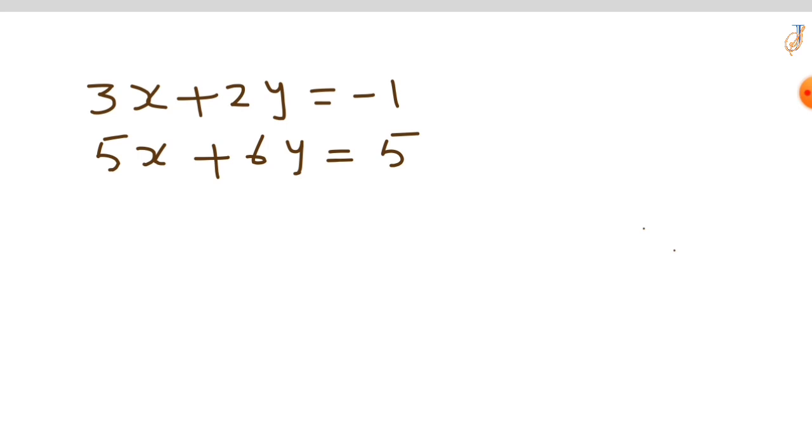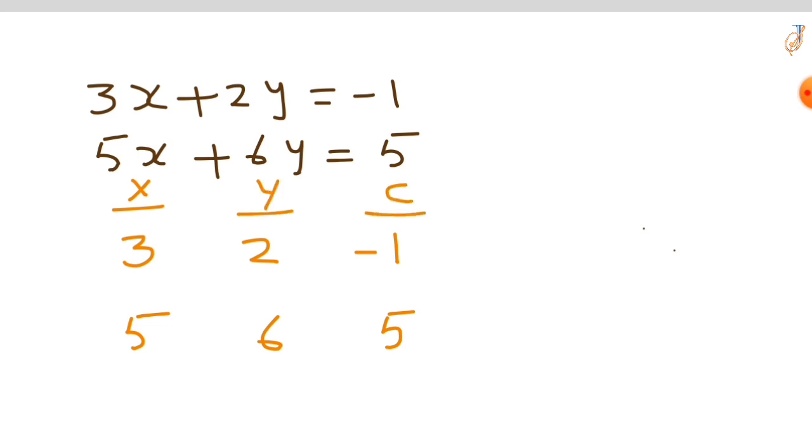Let's just take the numbers 3, 2, minus 1. In the second linear equation we have 5, 6, 5, isn't it? 3 and 5 belong to x. 2 and 6 belong to y, and minus 1 and 5 belong to the constant, isn't it? If you want to find x, you have to concentrate on y.